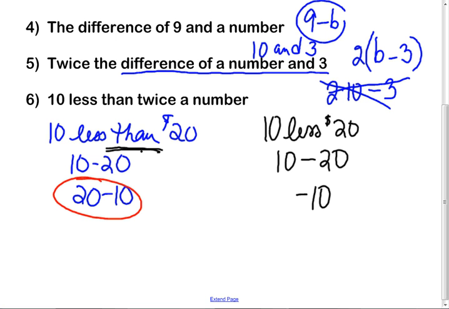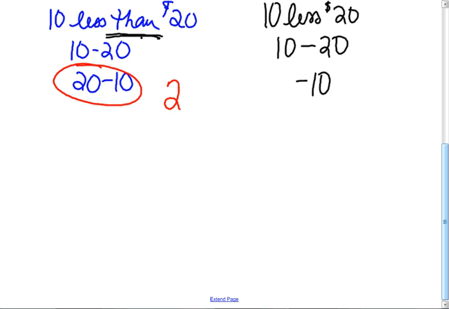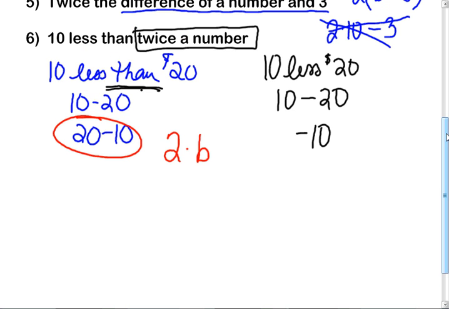So what I have to do is twice the number first. So what's twice a number? We're still using b. It's twice a number, so it's 2 what? What does twice mean? You get $5 an hour, I get twice as much. How much do I get? 10. What does twice mean? Multiply. Twice means multiply, double. So it's 2 times the number b, and we want 10 less than that. So it's going to be what? 10 less than, subtract 10.